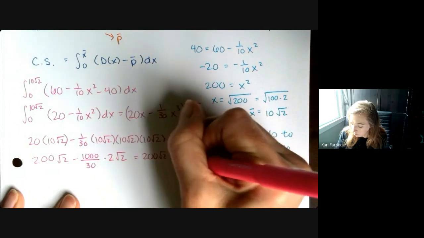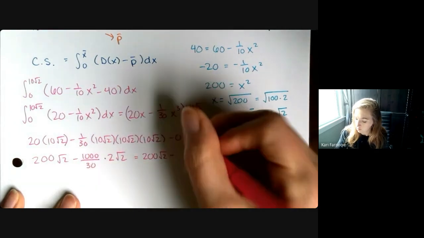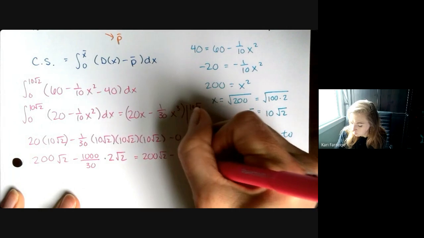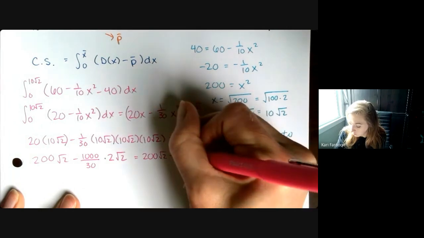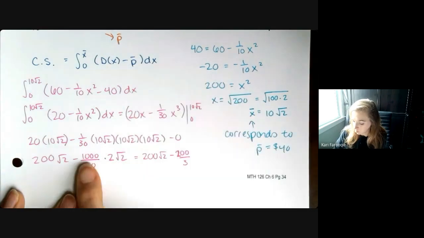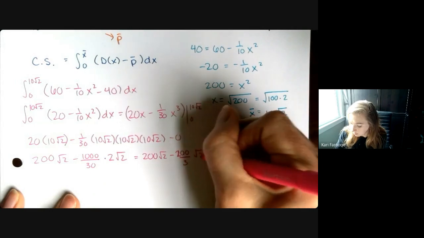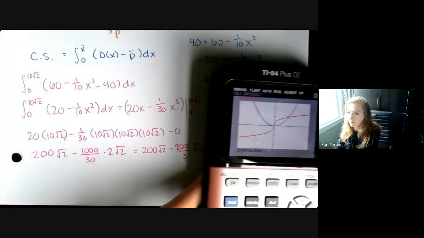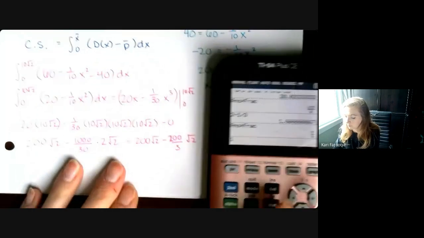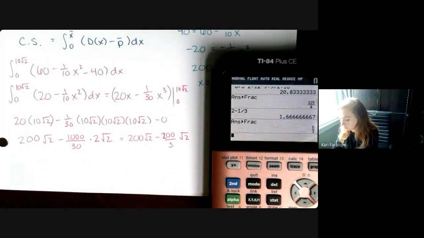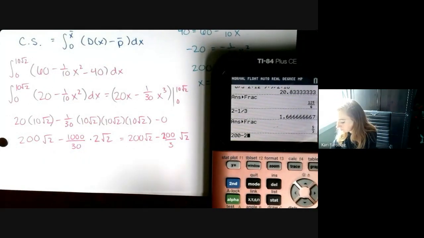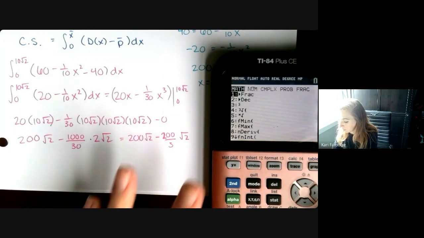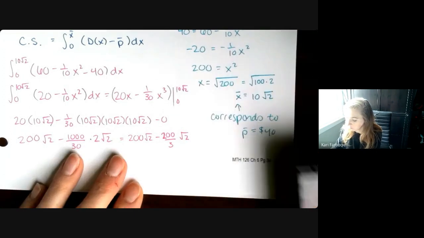200 root 2 minus, I'm going to get rid of a factor of 10s here. So this is 100 thirds. I should say 200 thirds if I multiply it by 10 times the square root of 2. And you can sort of think about this as like you're combining like terms. I'm just going to take 200 and then subtract off 200 thirds. Math, enter, enter. I get 400 thirds root 2.